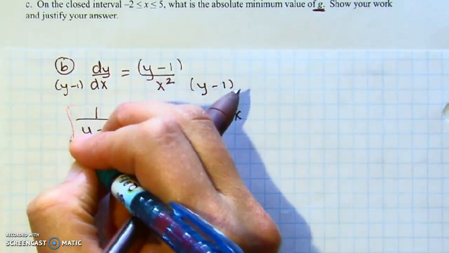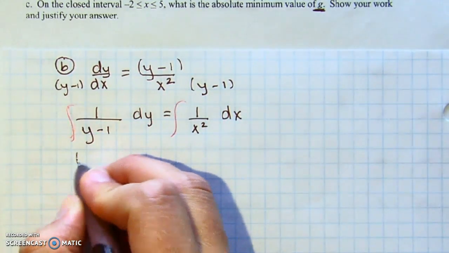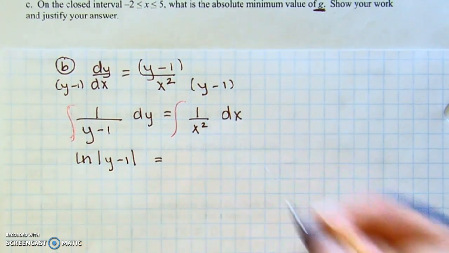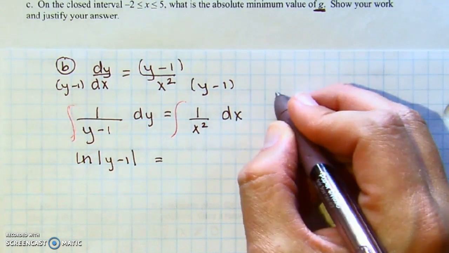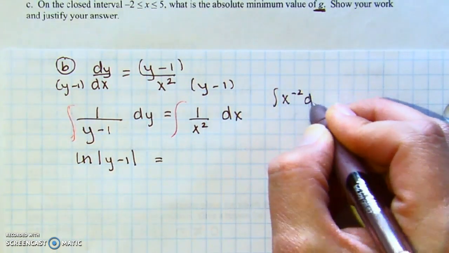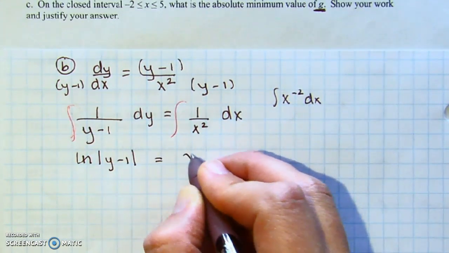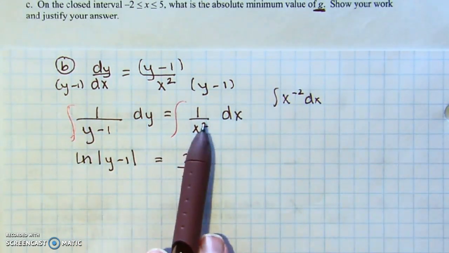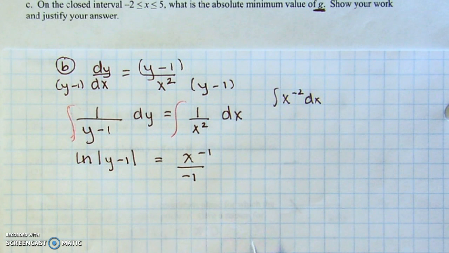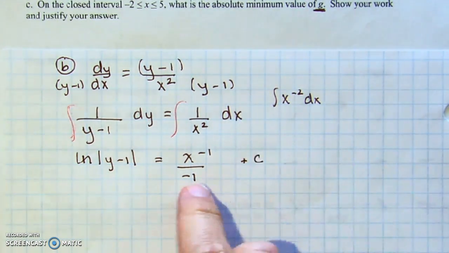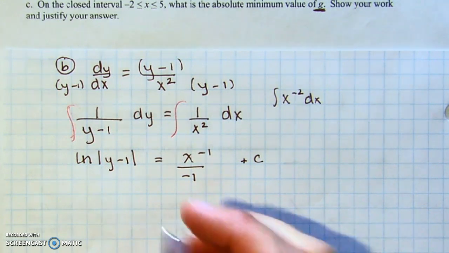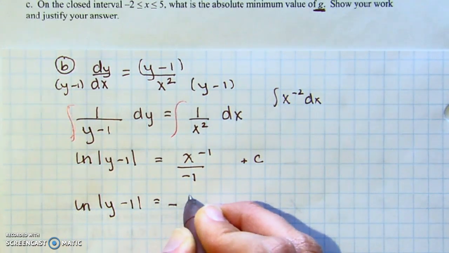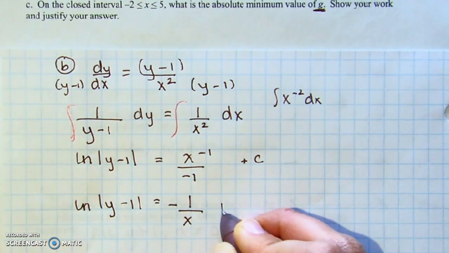So we're going to integrate. Now this is the ln of y minus 1. But this is not the ln of x squared. Okay? 1 over x squared changes to x to the negative 2. So we're going to add 1 and divide by the new power. So y is a power of 1. It becomes ln. 1 over any other power, add 1, divide by the new power. This confuses kids all the time, so I'm going to rewrite this. ln absolute value y minus 1 equals negative 1 over x plus c.